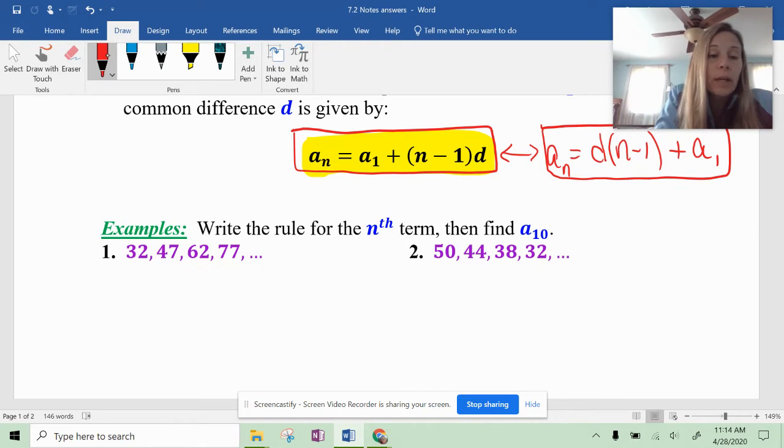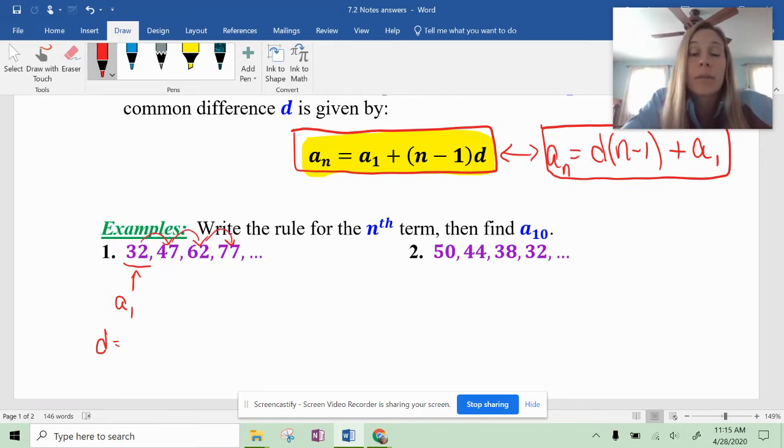So if we're looking at this first sequence here, 32 is a sub 1. Now the pattern is that common difference. So what is going on from one number to the next, or what are we adding or subtracting if these are arithmetic sequences? So from 32 to 47, we're going to add 15.